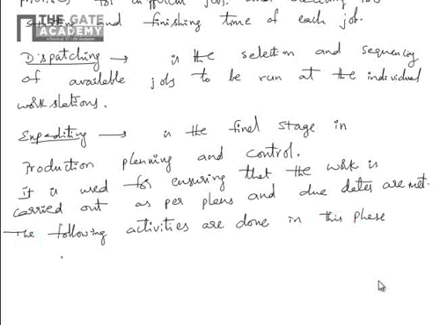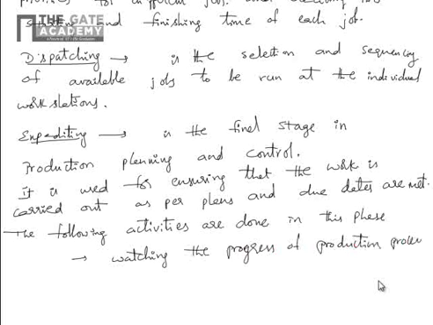So the first activity is watching the progress of the production process. Next is identification of delays and disruptions.